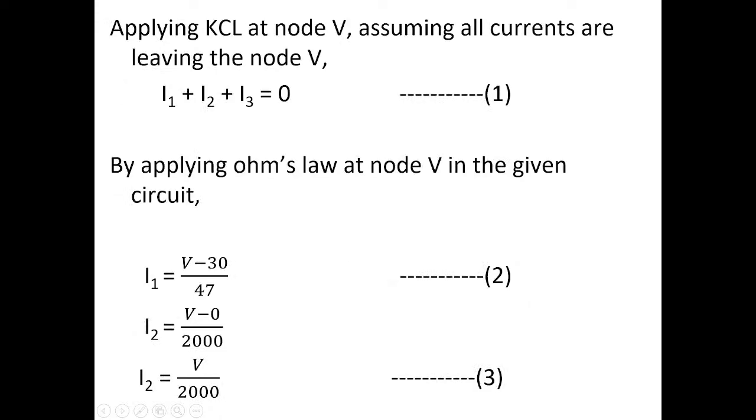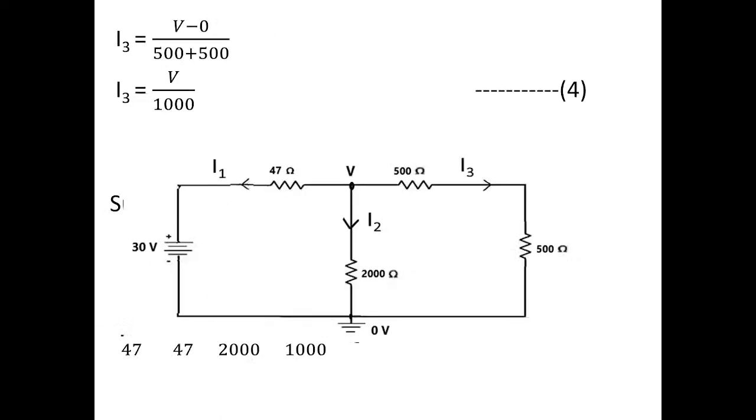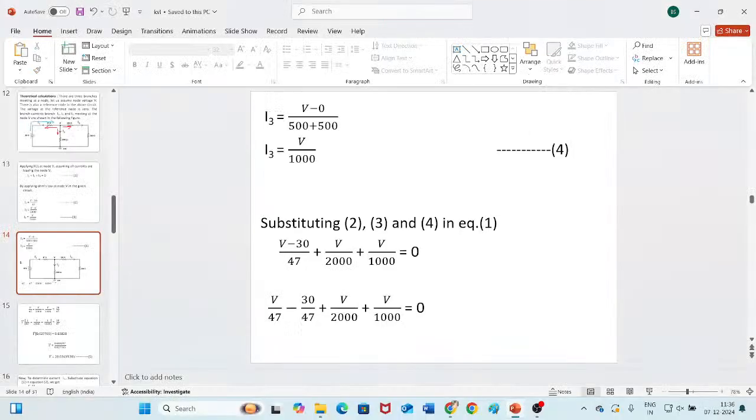Substitute this 2, 3, 4 in equation 1. I1, I2 and I3. Just substitute in equation 1. So this circuit, that circuit was to explain you how to write the equations. Now substitute 2, 3, 4 in equation 1.